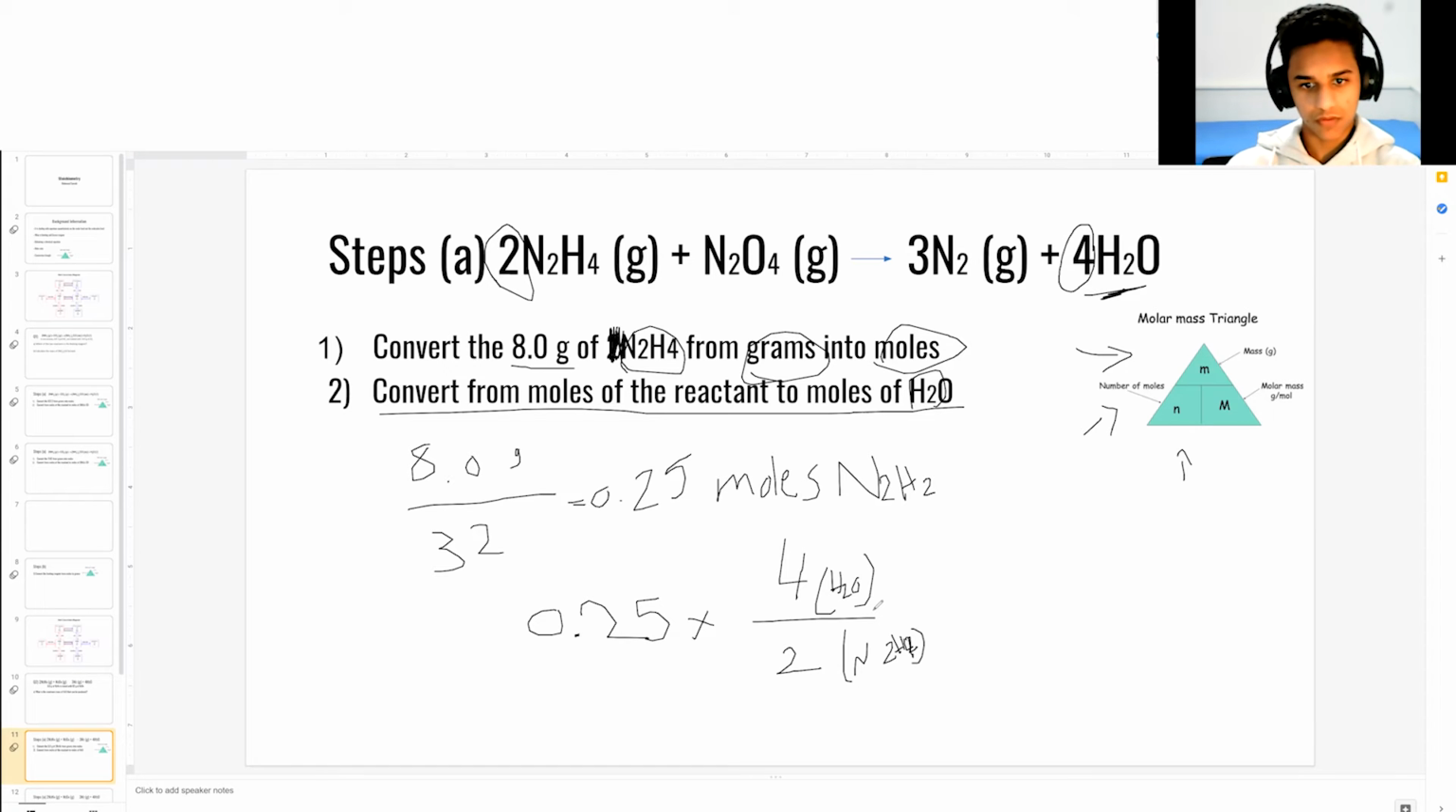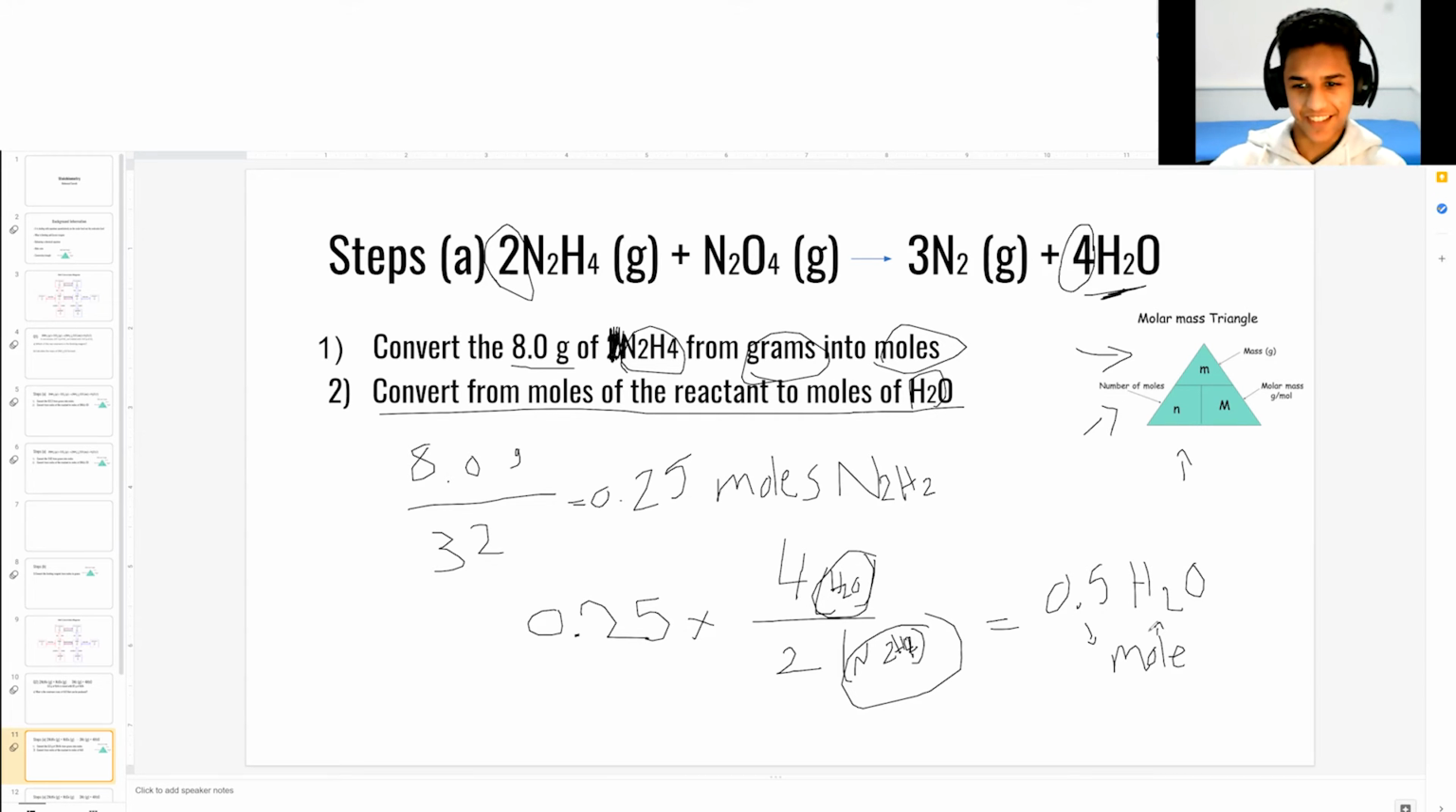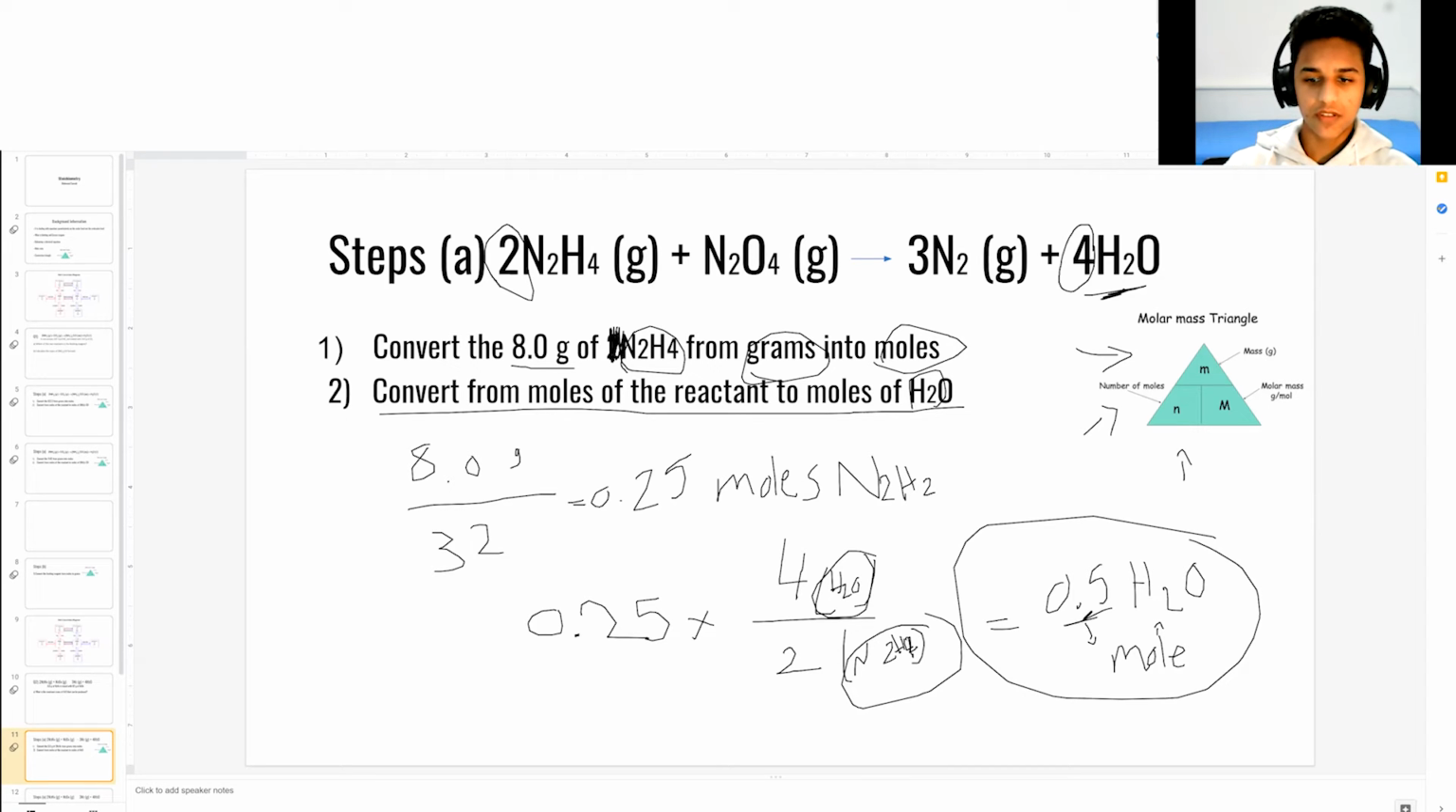Don't let these confuse you. These are just to label them. So now we're gonna make 0.25 times 4 over 2, which will be 0.5. So this will be 0.5 H2O in moles. That's going to be 0.5 moles of H2O. I'm sorry, I should have written it like this. So this is the first reactant.